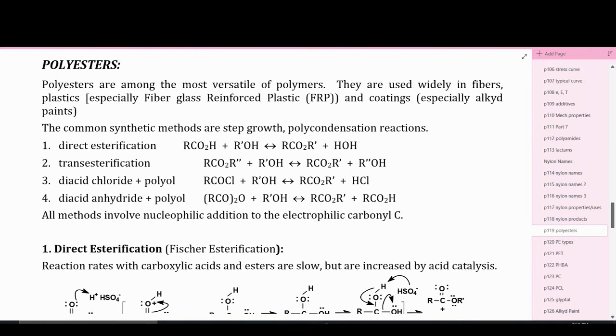On page 119, we'll look at polyesters. And polyesters are indeed a very important class of polymers used in manufacturing fibers and coatings, as well as plastics themselves. There's a variety of ways to manufacture esters, including direct esterification, a carboxylic acid and an alcohol, or transesterification, starting with an ester and exchanging its OR group for a different OR group. Then, of course, we have an acid chloride plus alcohol, or acid anhydride plus alcohol.